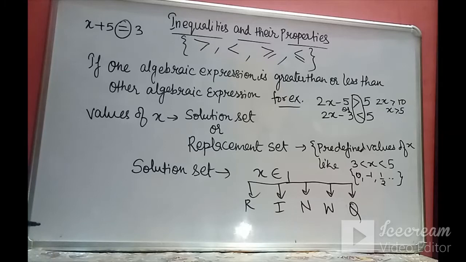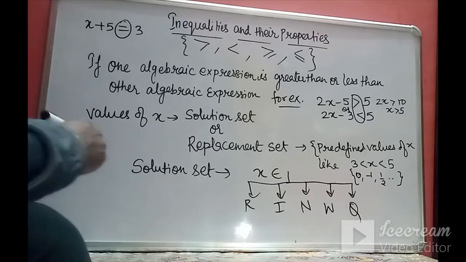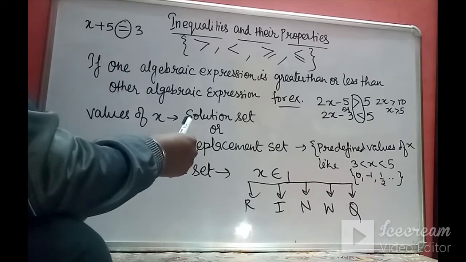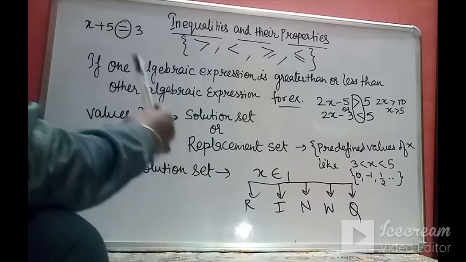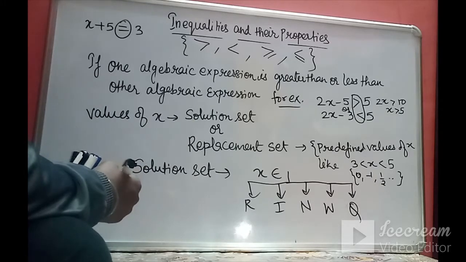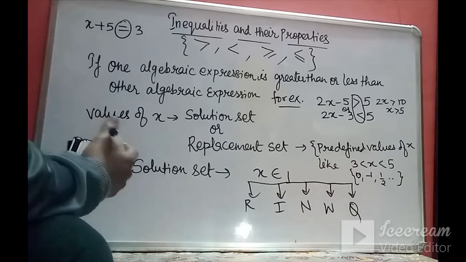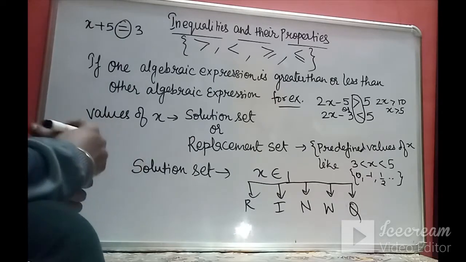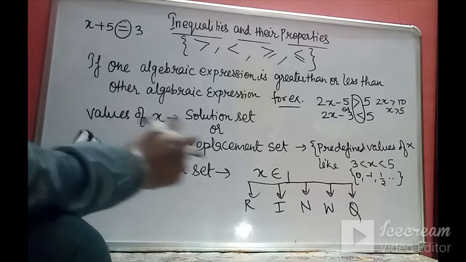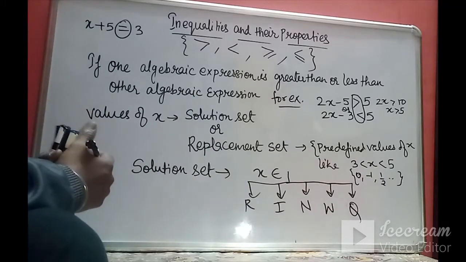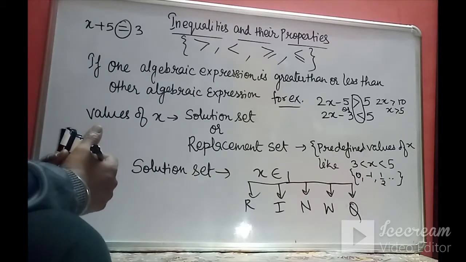So how do we write the solution of an inequality? For that, you have two ways. Either you write the solution set by given conditions, or you have a replacement set. Replacement set means you will be given predefined values of x, like the range of x will be defined, for example x greater than 3 and less than 5, so all the values between 3 and 5, or the values may be in the form of individual values 0, -1, 1/2, like this. So we will be selecting the values from these sets.